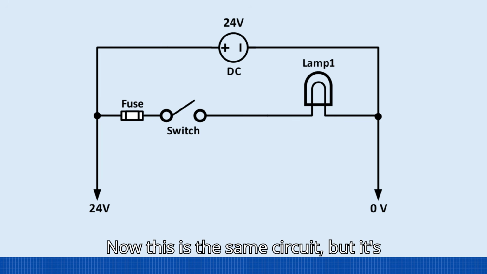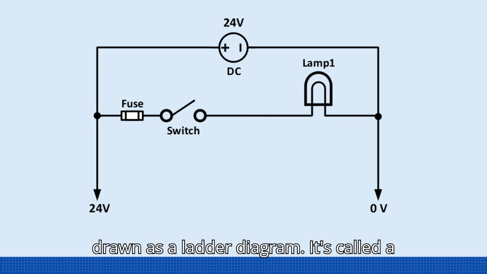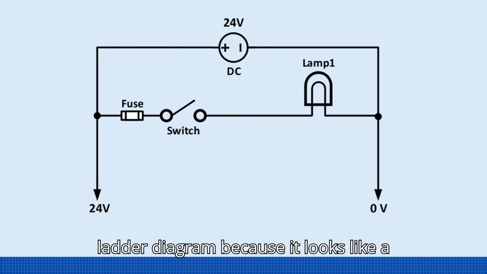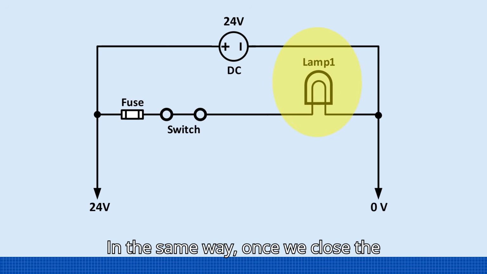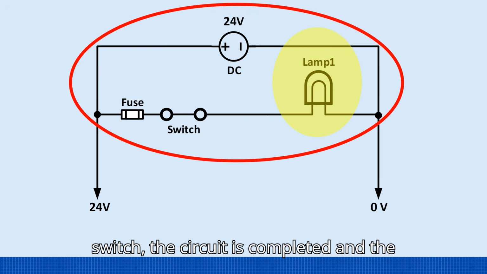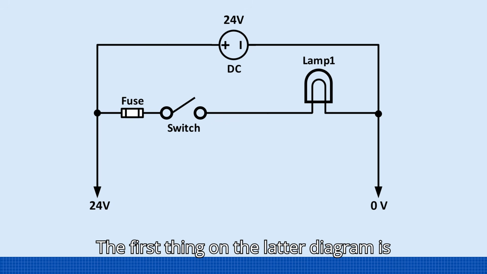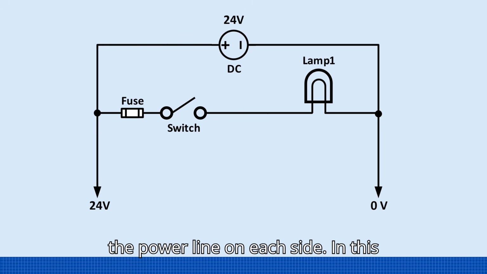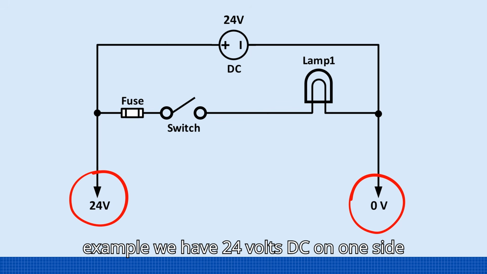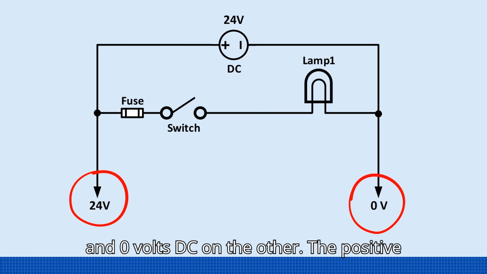Now, this is the same circuit, but it's drawn as a ladder diagram. It's called a ladder diagram because it looks like a ladder. In the same way, once we close the switch, the circuit is completed and the light turns on. The first thing on the ladder diagram is the power line on each side. In this example, we have 24 volts DC on one side and 0 volts DC on the other.